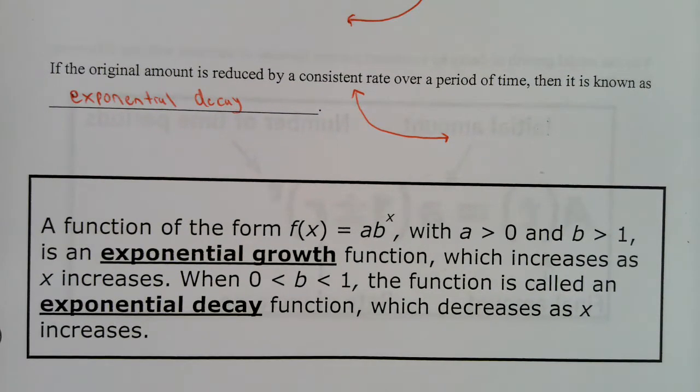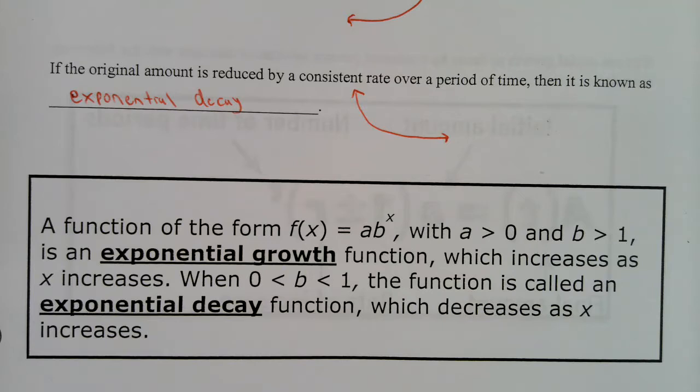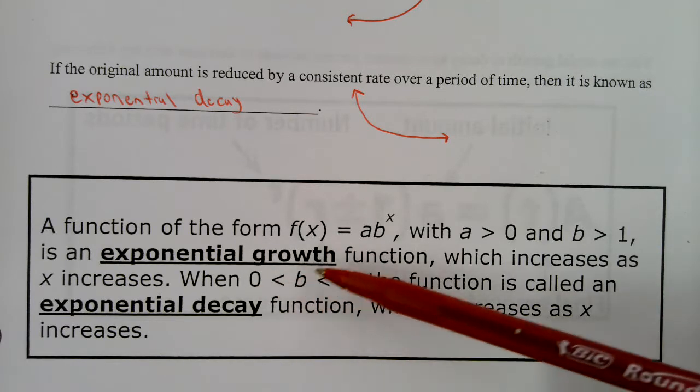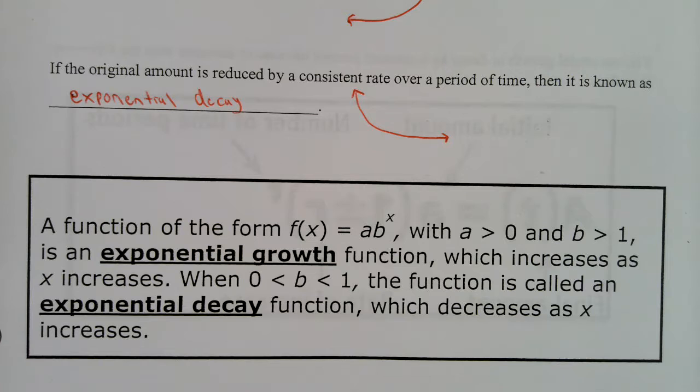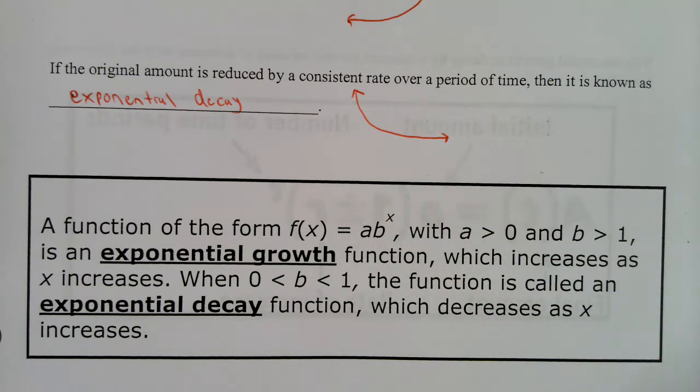A function of the form f of x equals a times b to the x power, with a greater than 0 and b greater than 1, is an exponential growth function when it increases as x increases. So when b is greater than 1, it's exponential growth, because when you raise a number greater than 1 to a power, it gets bigger. When 0 is less than b, which is less than 1, it is known as exponential decay, because if you raise a number between 0 and 1 to a power, it gets smaller.